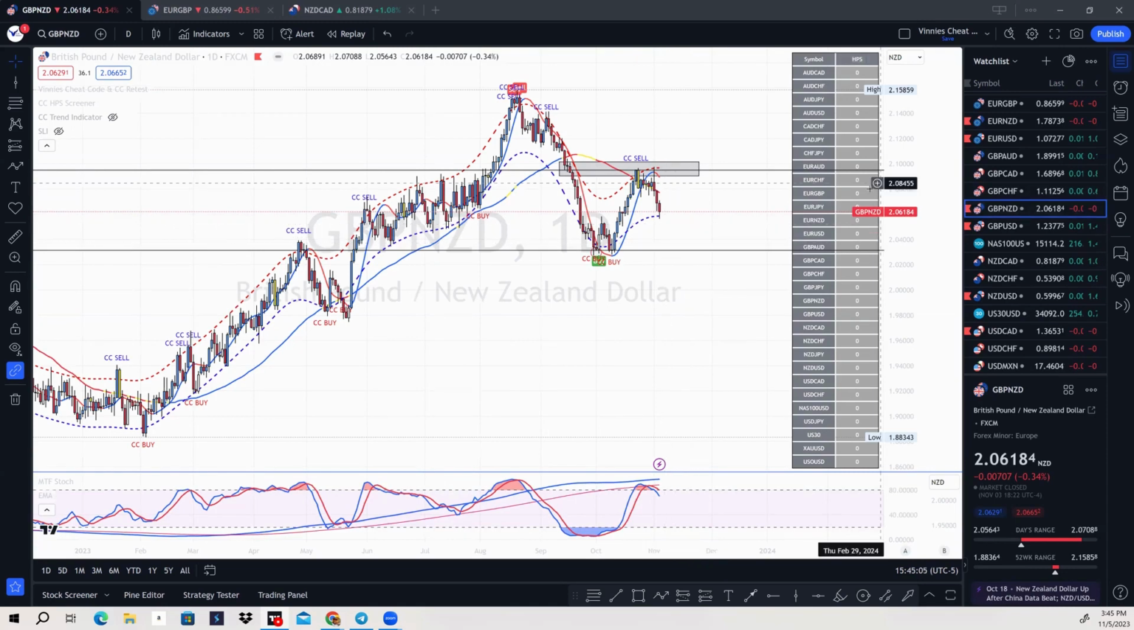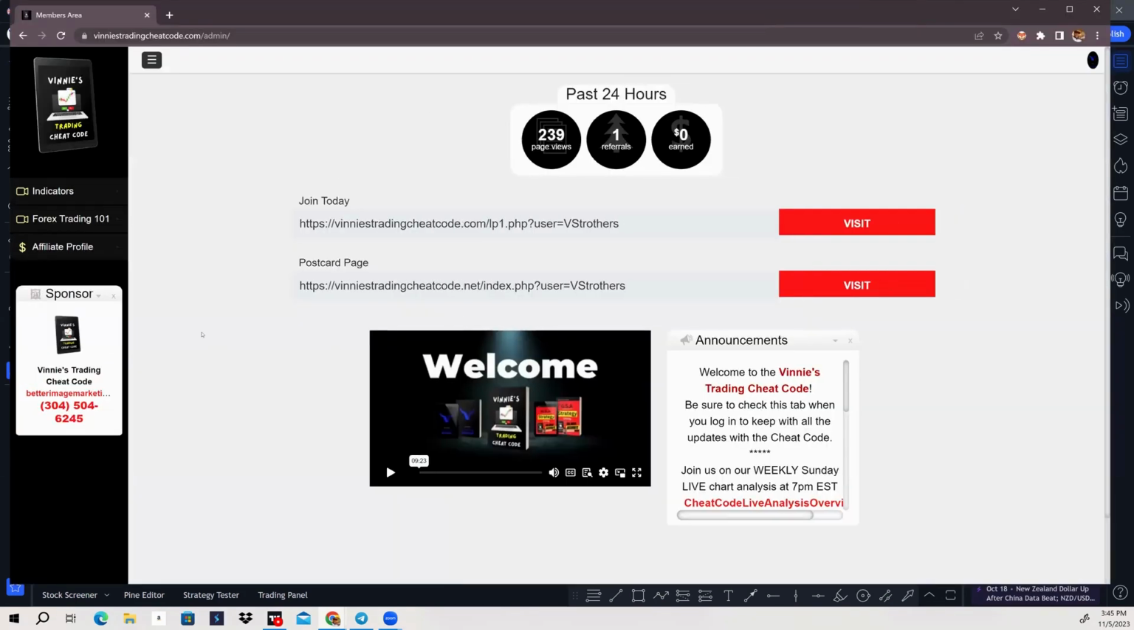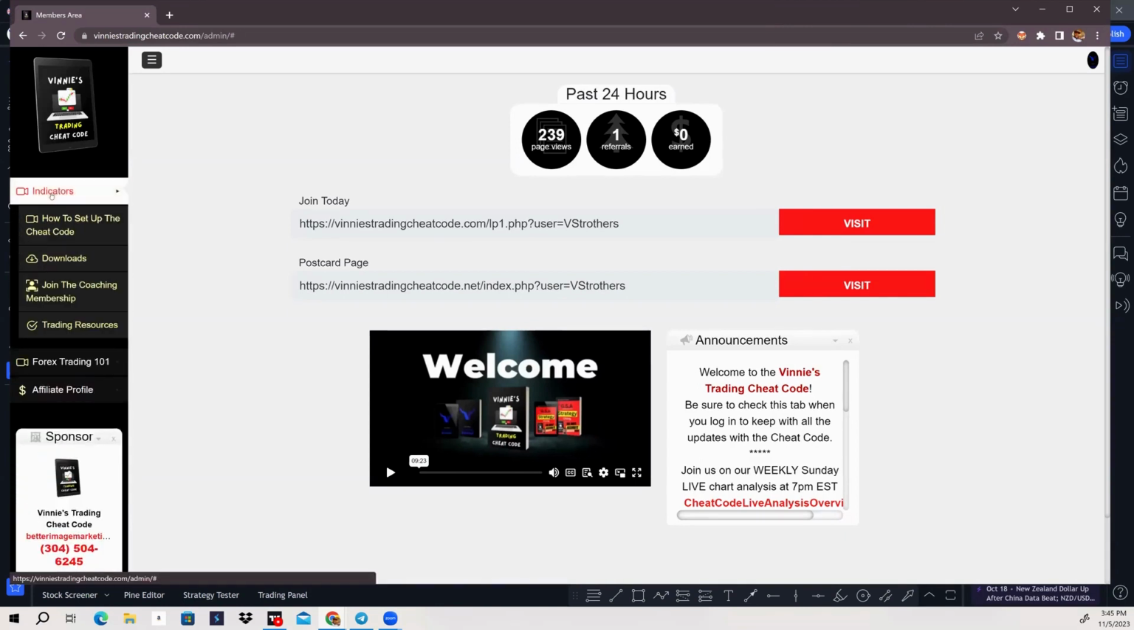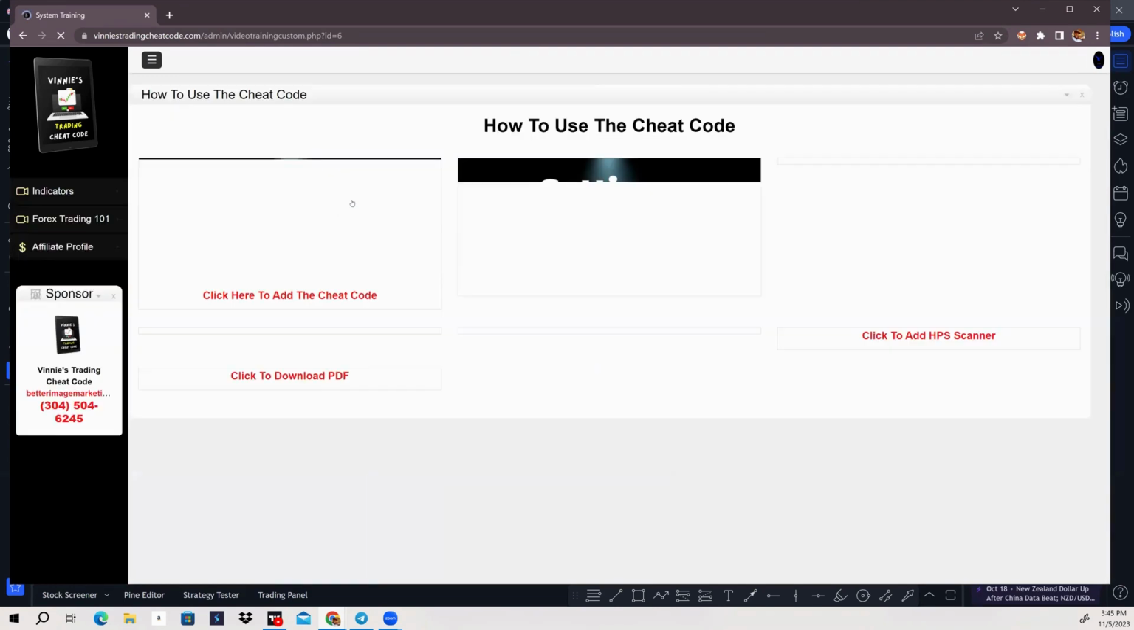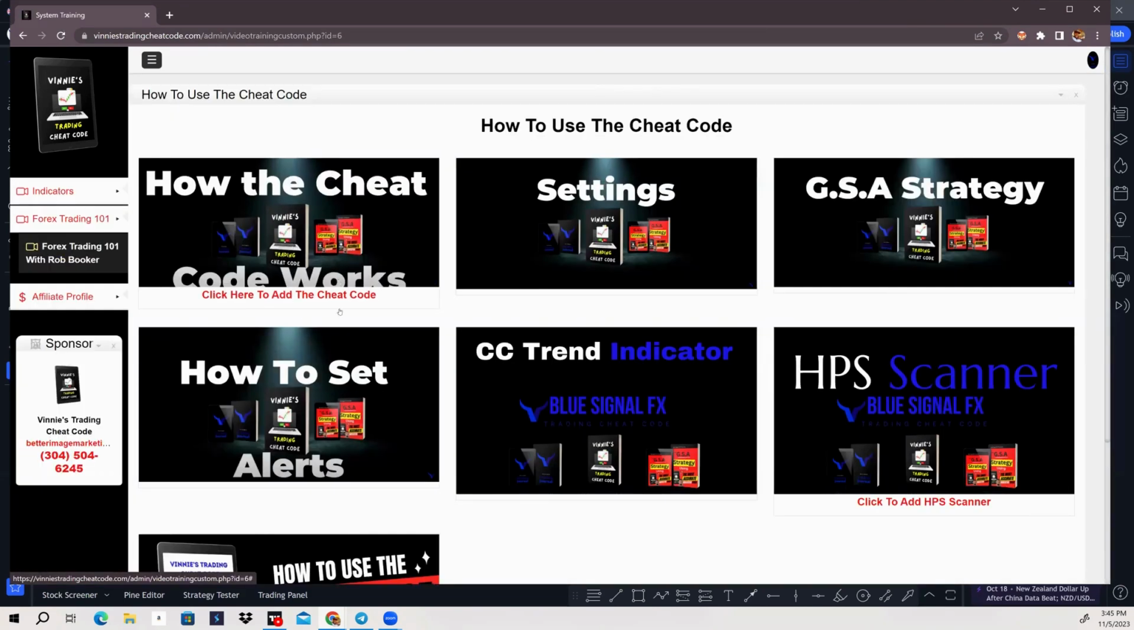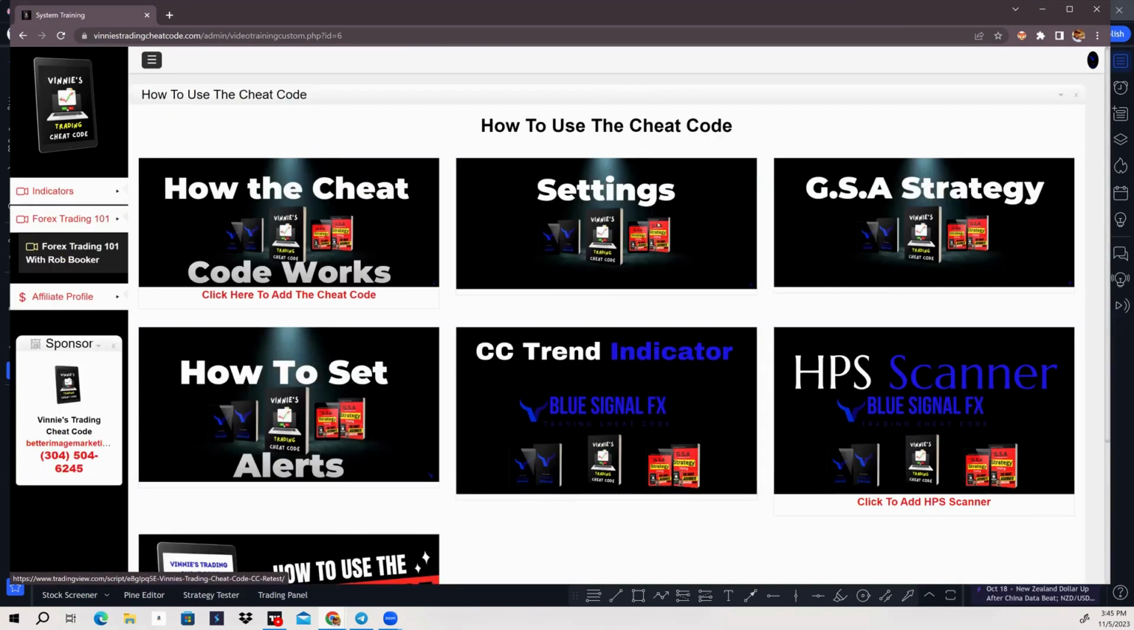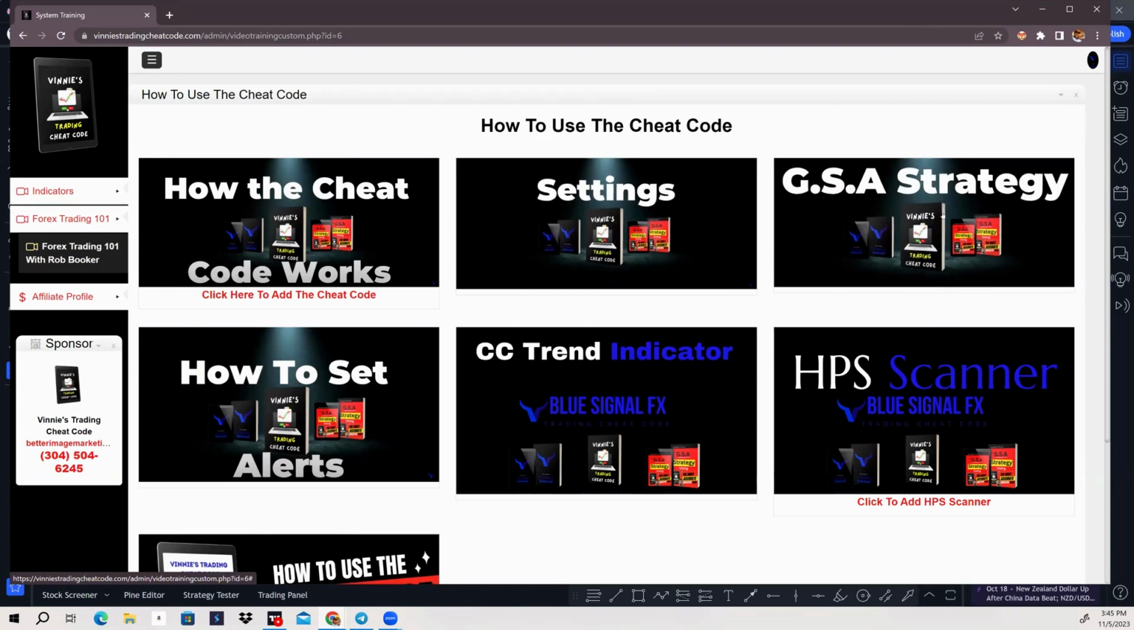All right, we have a whole training on how to get into these profitable trades. So inside of our back office, once you become a member, you can go here and click on the indicators, click on how to set up the cheat code. Okay, and in this area here, guys, you will find everything: how the cheat code works, the settings for different indicators, our GSA strategy. This is our entry strategy.